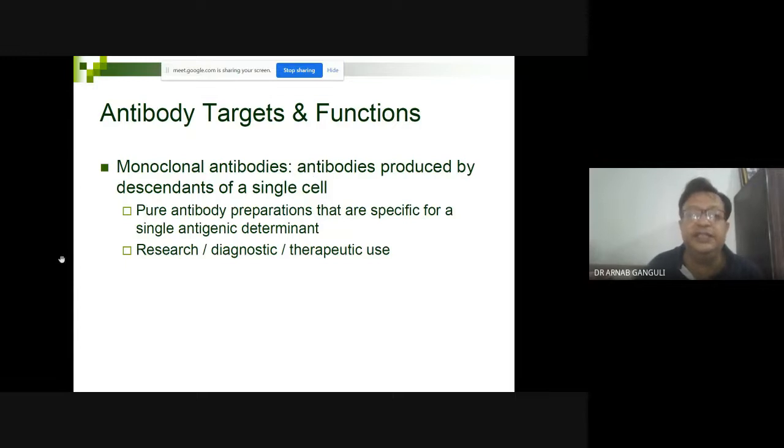So this is what is written: pure antibody preparations that are specific for a single antigenic determinant. Antigenic determinant is just one shape, like I told last year, maybe a triangle shape, a square shape. It is one cell producing an antibody against one particular shape. That shape is the antigen. So it is needed in research, diagnostic, and therapeutic uses.